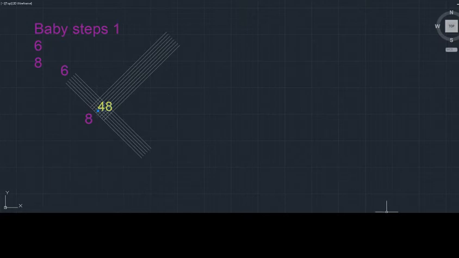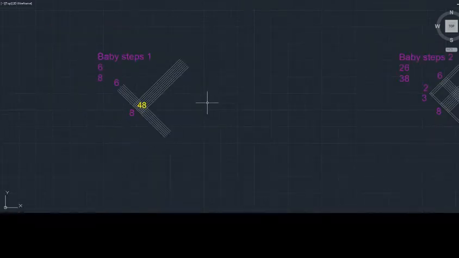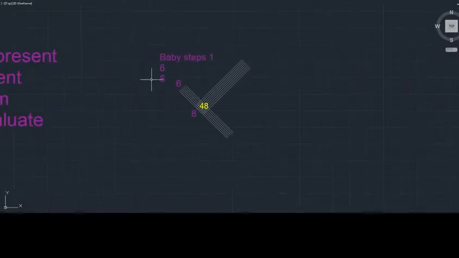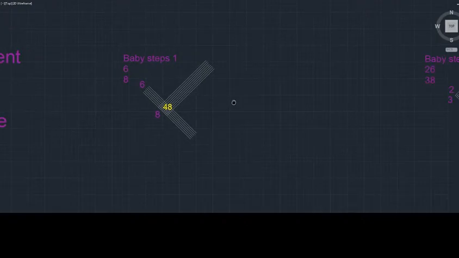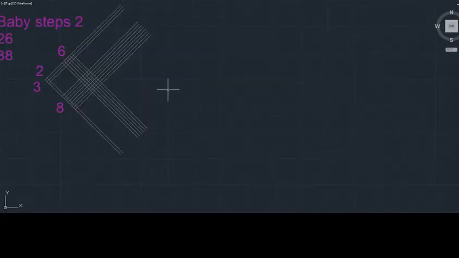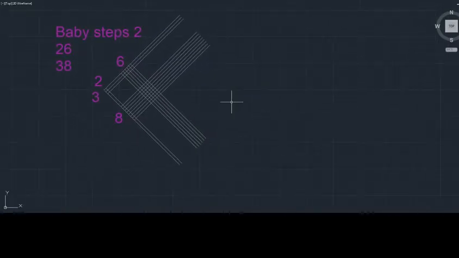Let me turn off my snap. So that is our product, and we can confirm that either using the manual method described at the beginning or with some other tool such as a calculator. So here we have a much less trivial example. So we have 26 times 38.